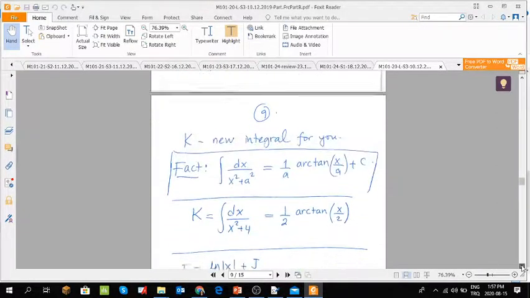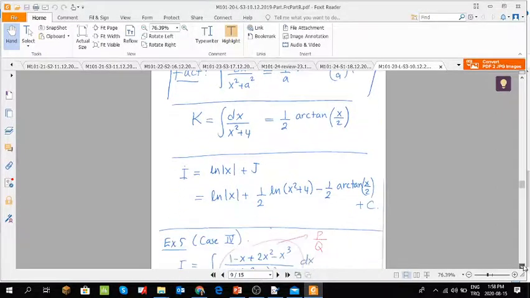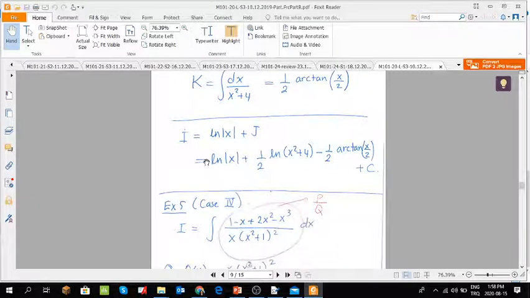But what's K? So let's look at K. K is a new integral for you. You remember x over a thing and inverse trigonometric functions, and here we are. The integral of dx over x squared plus a squared is going to be 1 over a arctangent of x over a plus c. We discussed this before, and this is going to be 1 over 2 arctangent of x over 2 plus a big C. We forgot to put a C, but we will put it here. Okay, so this is our final answer.